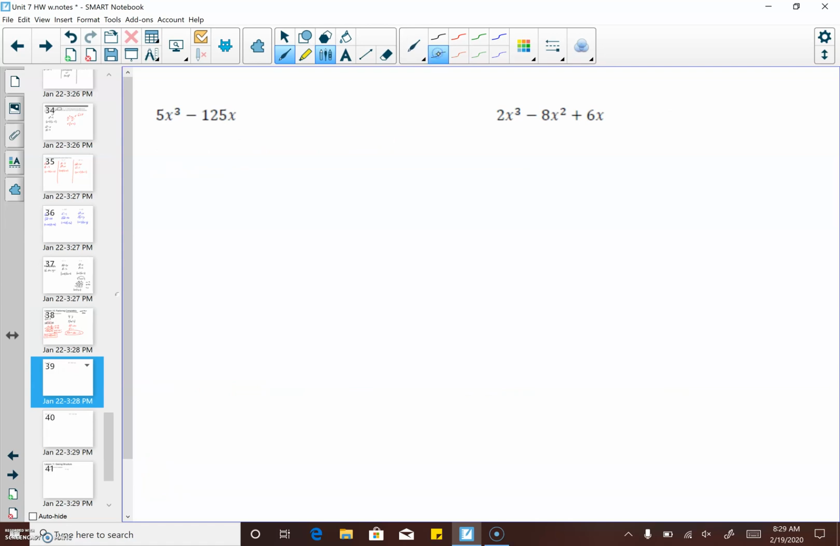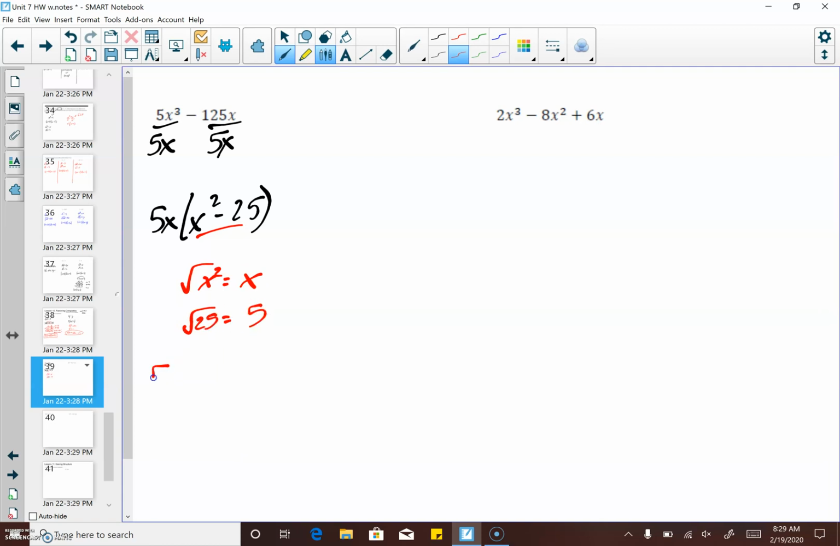Here, 5x cubed minus 125. So here all the terms have x's. So our GCF here is going to be a 5x. And when we do that, we're left with x squared minus 25. So we're going to look at what's in our parentheses. Same deal as before, x squared is perfect, 25 is perfect, there's a minus sign in the middle. So square root of x squared is x, square root of 25 is 5. We end up with 5x on the outside, and then x plus 5 and x minus 5, applying that difference of two perfect squares factoring from yesterday.